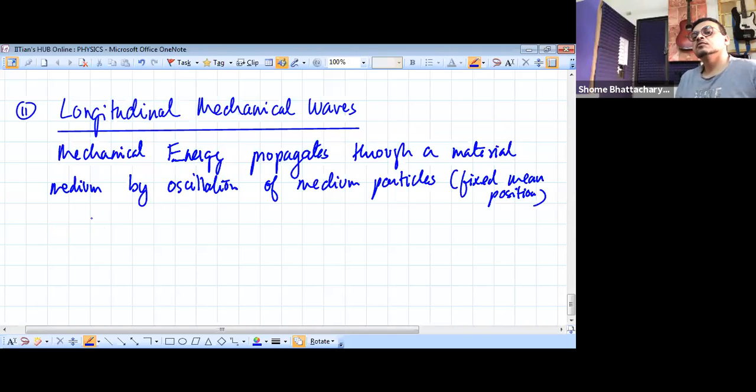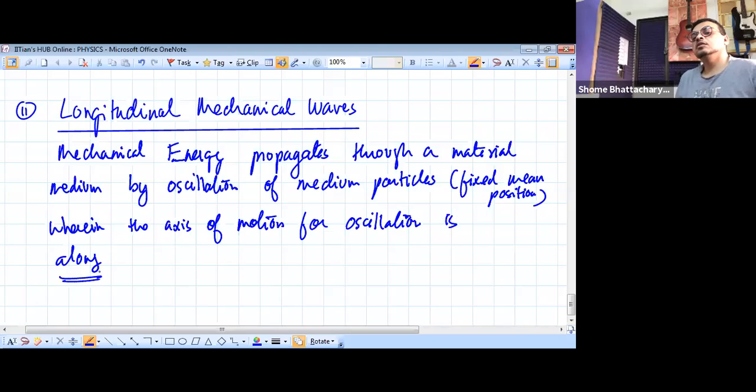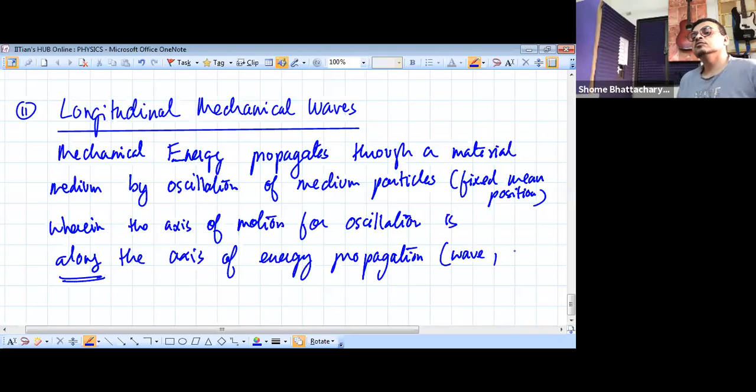wherein the axis of motion for oscillation is along the axis of energy propagation or wave propagation. So the physical example of this is basically sound waves.